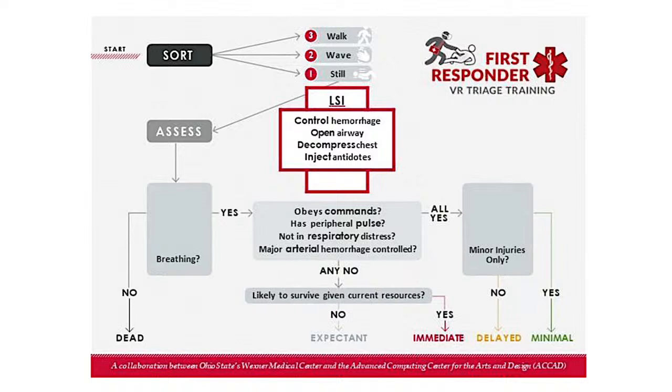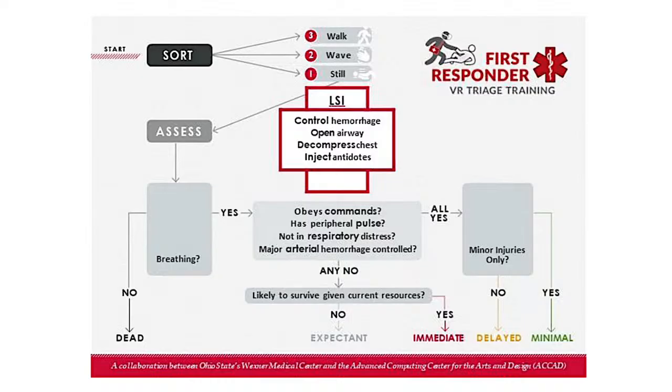Again, in SALT, S and A, what is L? That is the life-saving intervention that you have to provide. What is a life-saving intervention? If the patient is bleeding from somewhere, just control the hemorrhage, open the airways. If there is a tension pneumothorax, just put a needle. And if you know that this is a chemical and an effective antidote is available, give antidotes. That's it. Then again you come to the same as START.